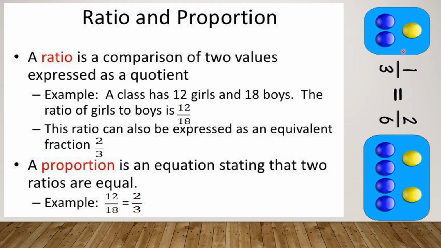Similarly, if we have the simplest form given to us, we can convert it into an equivalent ratio by multiplying it with the same number. 1 divided by 3 is equal to 2 by 6. A proportion is an equation stating that two ratios are equal. For example, in the example of ratio, we have reduced that 12 divided by 18 is equal to 2 by 3. What it is showing is that it is a proportion.